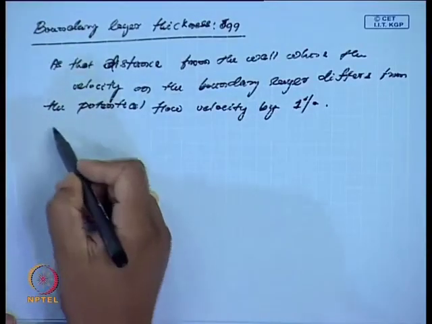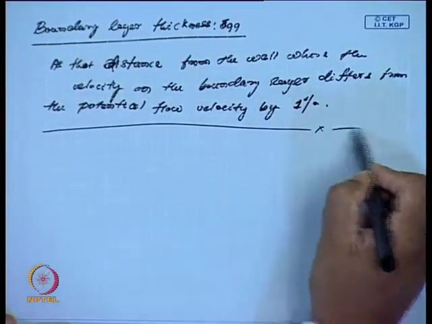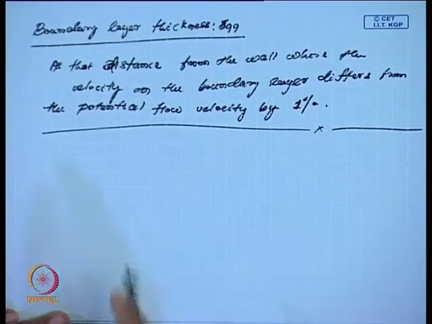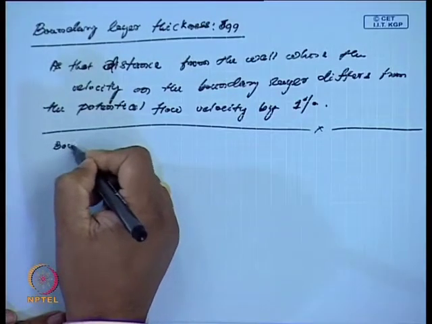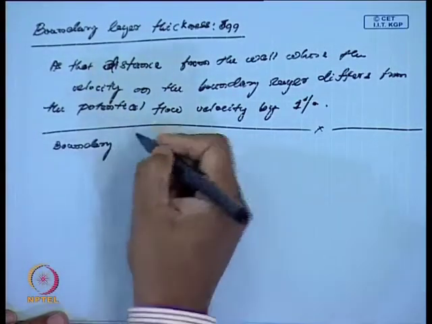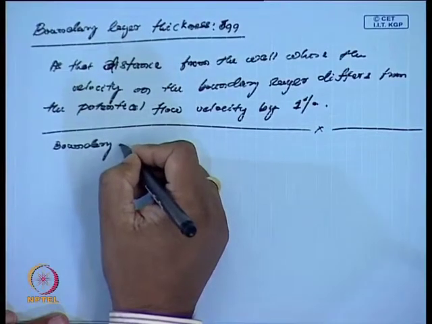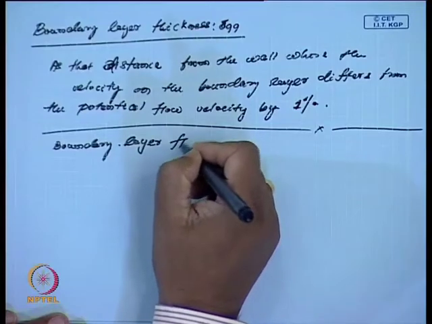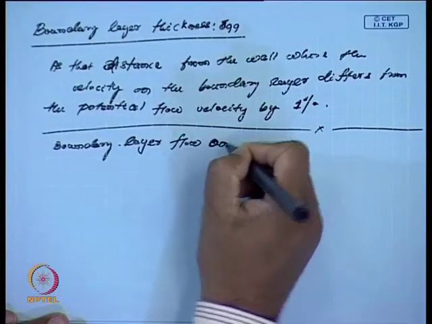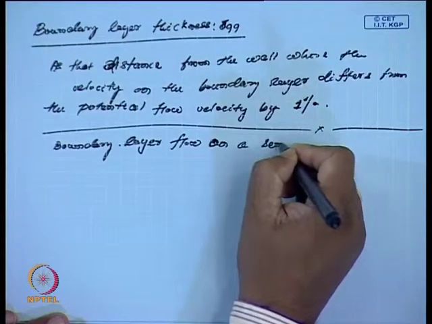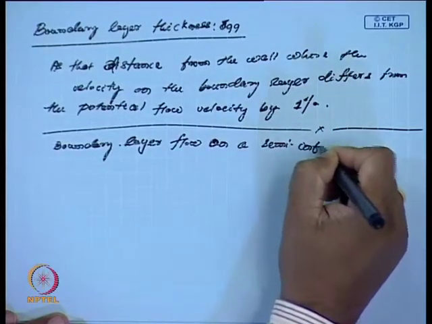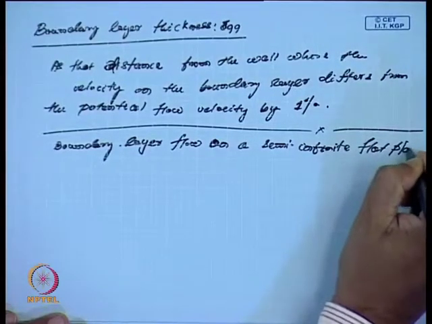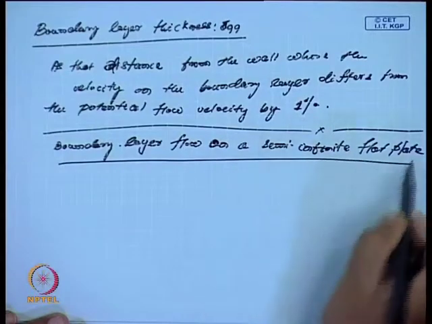Now, with this understanding of some of the basic terms, we will go to analyze the boundary layer flow, the boundary layer equation on a semi infinite flat plate. Basically, it is a 2-dimensional problem.